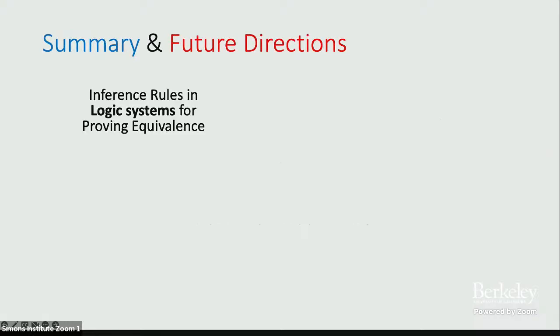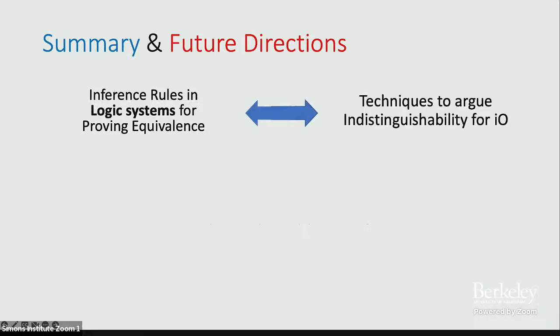Finally, let me summarize the result and discuss some future directions. In this work, we establish a correspondence between the inference rules of a logic system to prove the functionality equivalence of two programs, and the techniques that allow us to argue the indistinguishability for I/O. For the logic system, we consider the extended Frege proof system, and the corresponding technique we develop is the I/O for locally equivalent circuits.